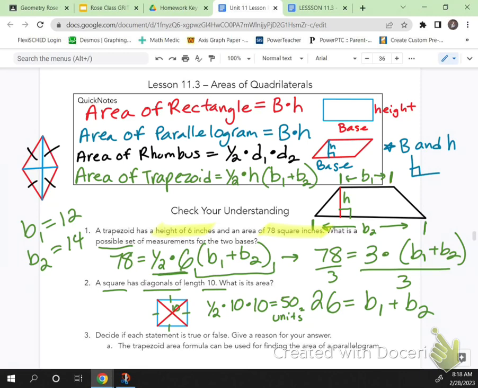Questions? Okay, so the rhombus actually isn't that bad. It's the trapezoid. Questions? We're going to skip number 3.